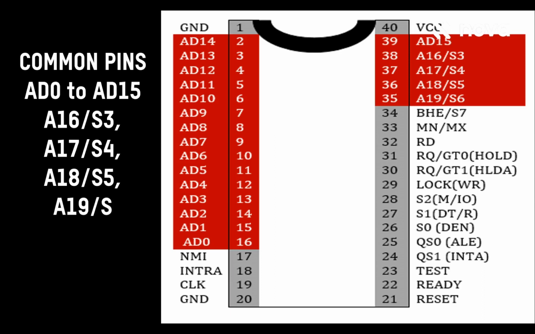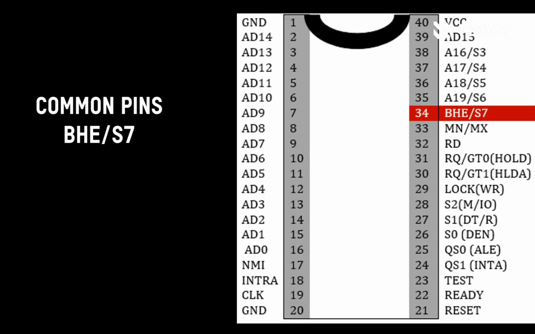High order address bus. These are multiplexed with status signals. Bus high enable/status output signal. It is used to enable data onto the most significant half of data bus, D8 to D15. 8-bit devices connected to the upper half of the data bus use the BHE, active low, signal. It is multiplexed with status signal S7.